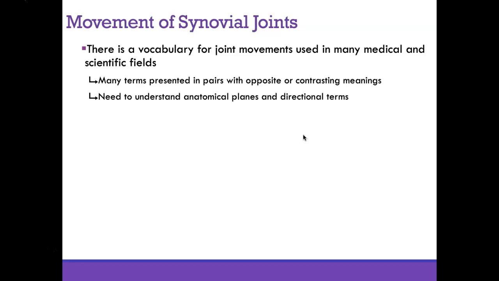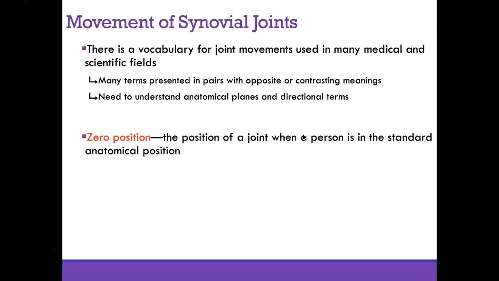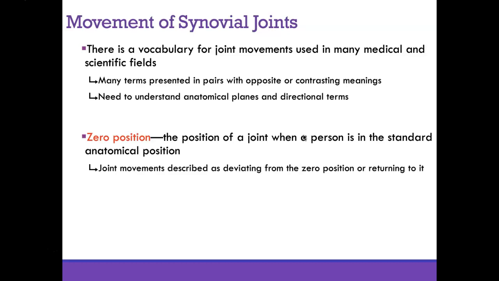You also have to understand anatomical planes, and you have to remember what anatomical position is. That's important. And zero position is the position of a joint when a person is in the standard anatomical position. So zero position is anatomical position. What we do is we describe joint movements by how they deviate from the zero position or how they return to the zero position.